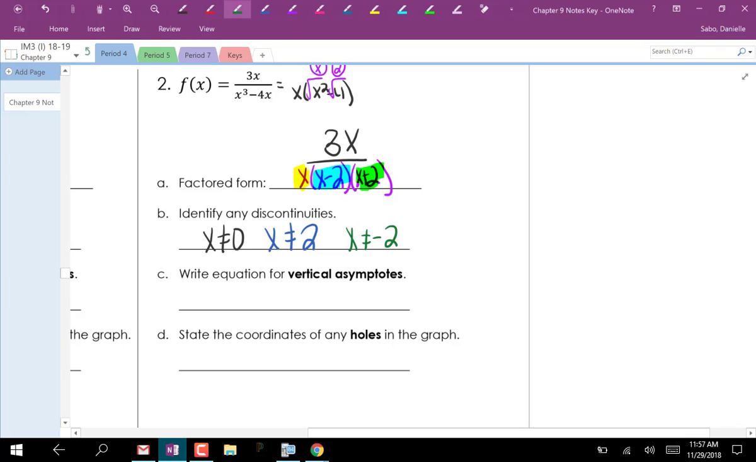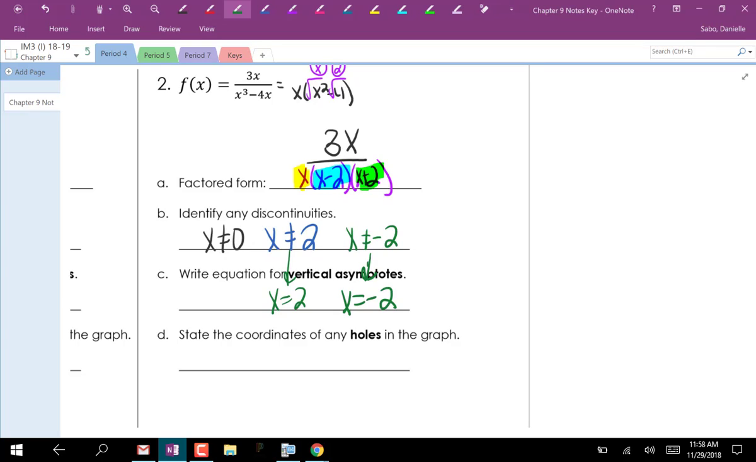So is there an x minus 2 on the top? No. So we know that one for sure is a vertical asymptote. So we have x equals 2 here. Does the x plus 2 cancel with an x plus 2 on top? No. So that also is a vertical asymptote. That's how you establish it. Does it cancel with something on the top? This 0 part. Does this yellow piece cancel with something on top?